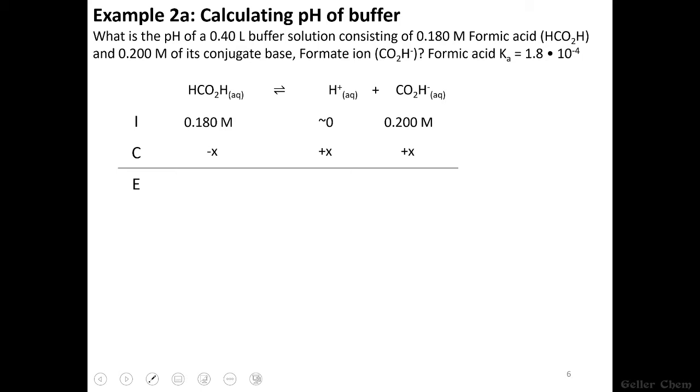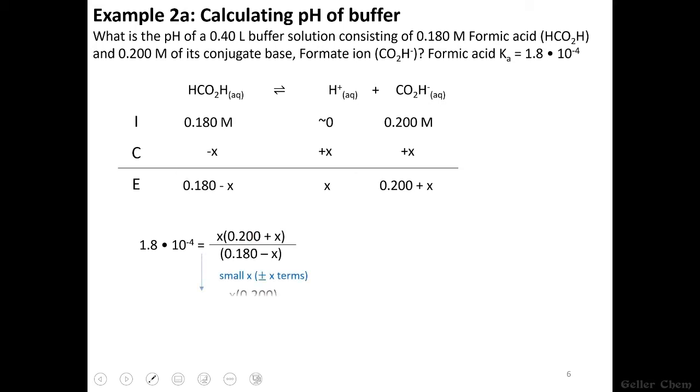We would address the change, minus x, plus x, plus x. The equilibrium concentrations are just those initial values with these minus and plus x terms. We then take those values and plug them into a K expression. Now here's where having that initial concentration of product has an effect on things. Because when we apply the small x approximation, the following happens. We not only neglect this minus x term in the denominator, but we neglect this plus x term in the numerator.